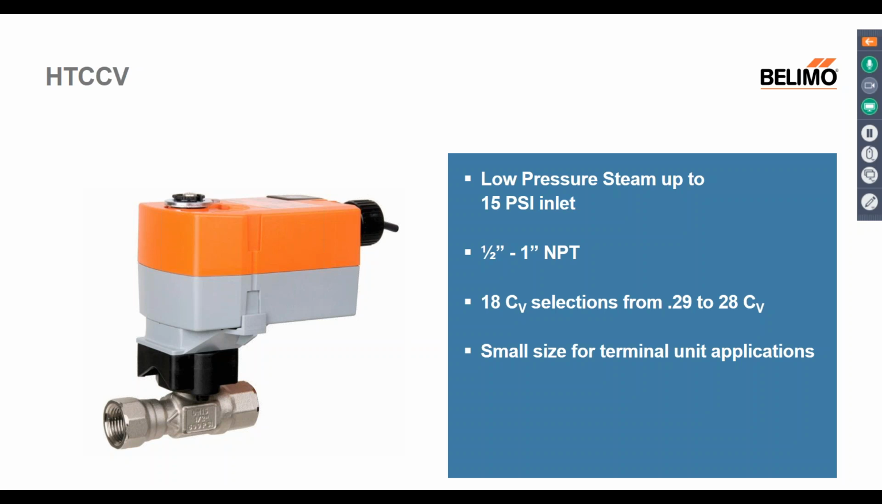The specific picture I have there is a fail-safe. That's a spring fail-safe system. 1/2 inch through 1 inch NPT. 0.29, so we have very low CVs on this, up to 28 CV. Great range of CV selection, so you can get that valve closest to what size you actually calculated at. And again, like I said, it's small.